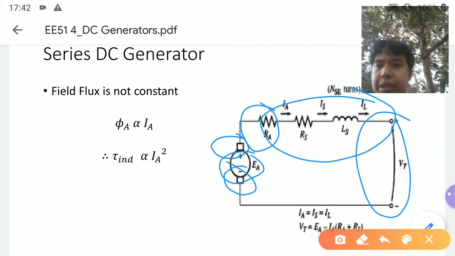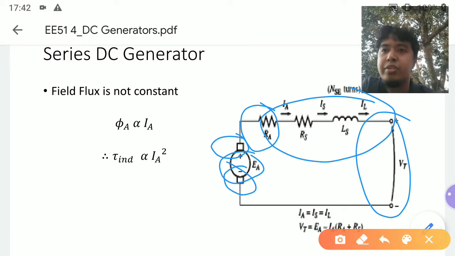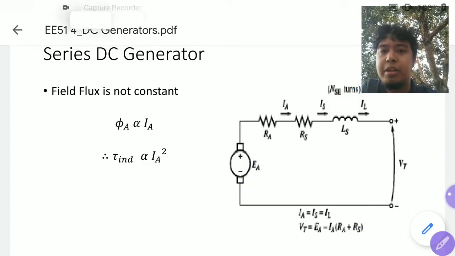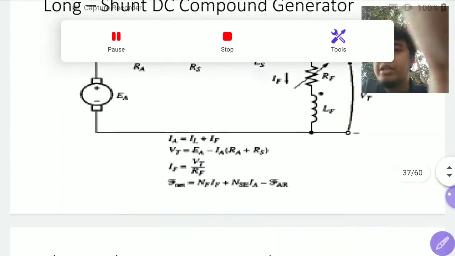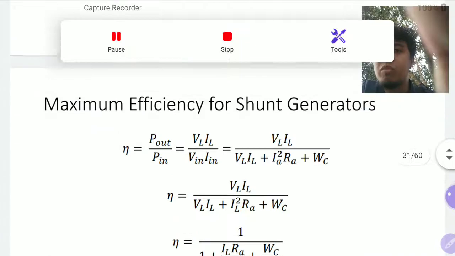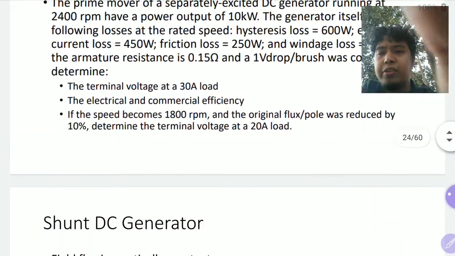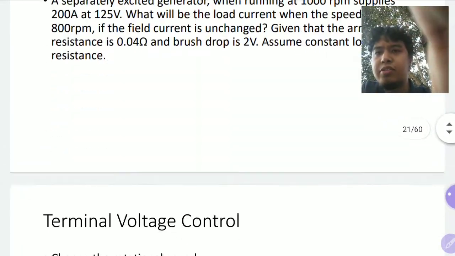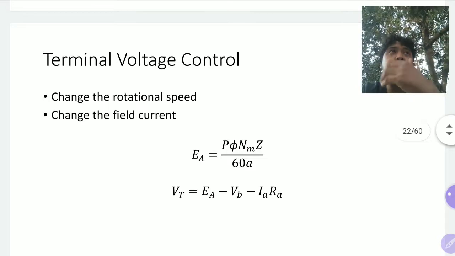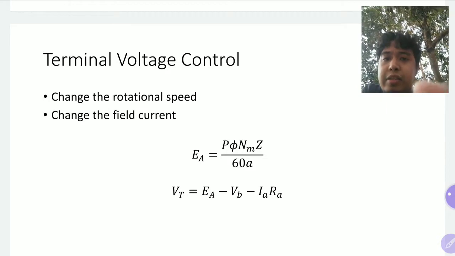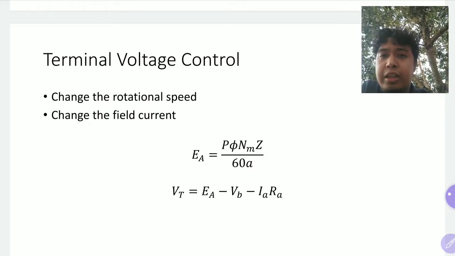And then you have the compound generators, your long shunt and short shunt generators. But anyways, that's just KVL. So I hope you can perform your KVL well.